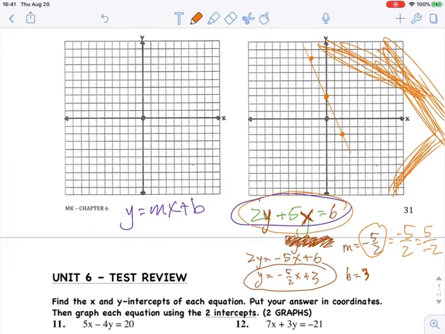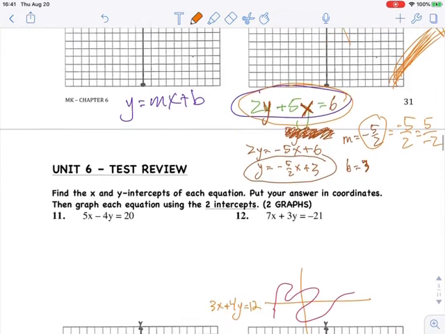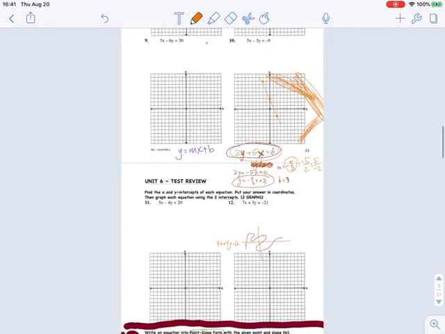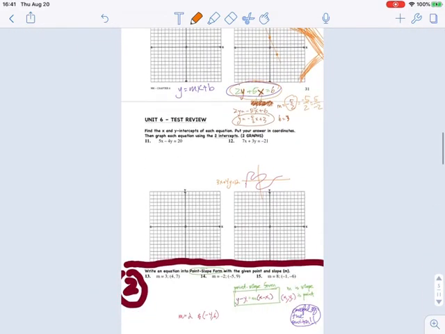So I did change the equation, but that is the correct graph for that equation. Alrighty, make sure you just get y by itself.